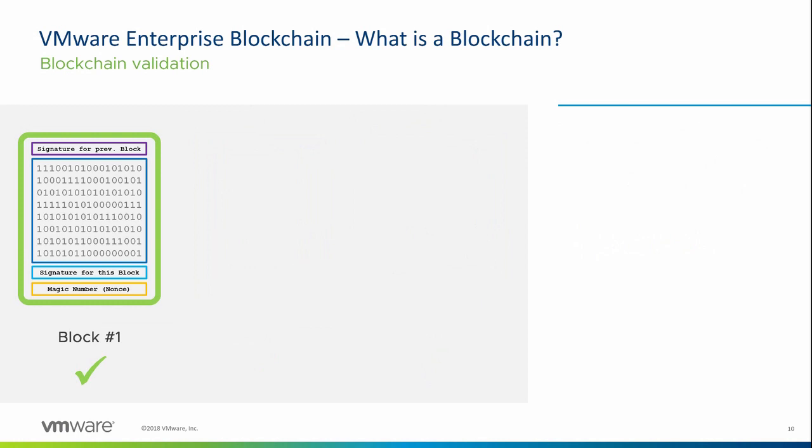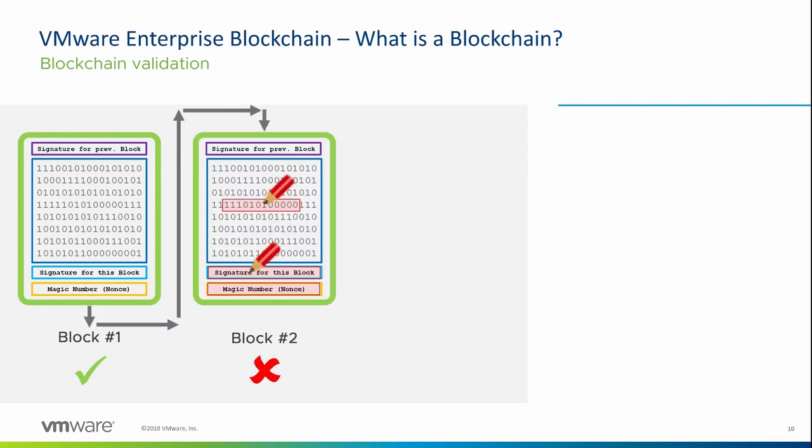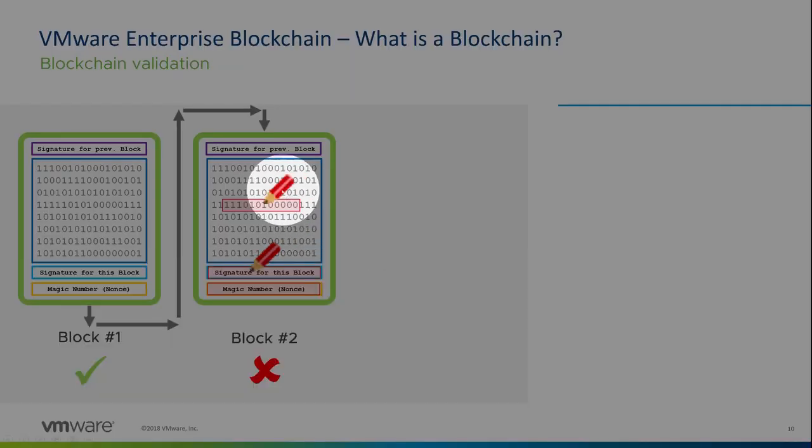So again, we've got our first block, which is valid, and then on our second block, somebody's decided to modify the data here. Now what they want to do is modify the data. They also need to modify this signature, but it's not just as simple as modifying that signature, because we now have to regenerate this mathematical puzzle, taking into account the previous block signature, the new data, and a new magic number. Now solving this puzzle can take a lot of time.